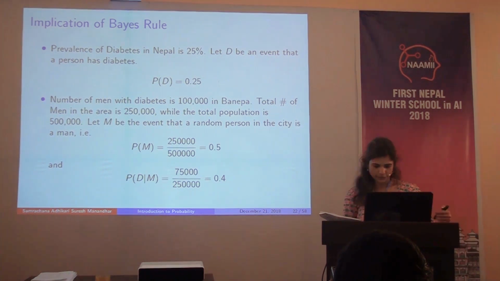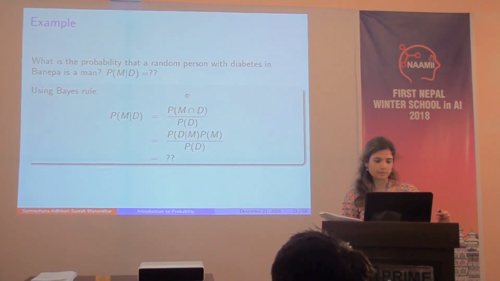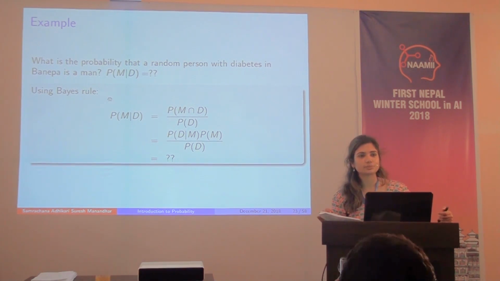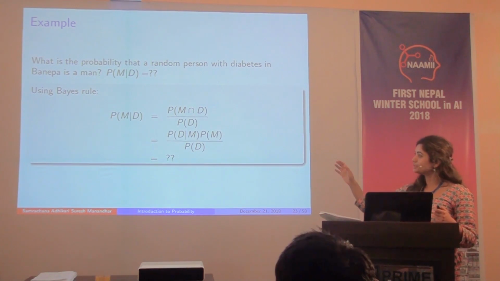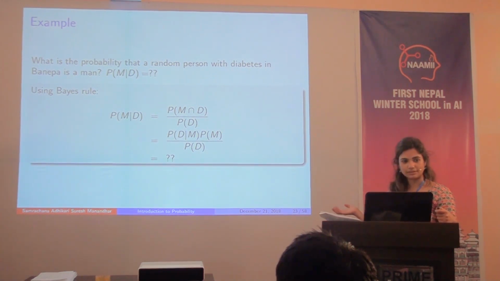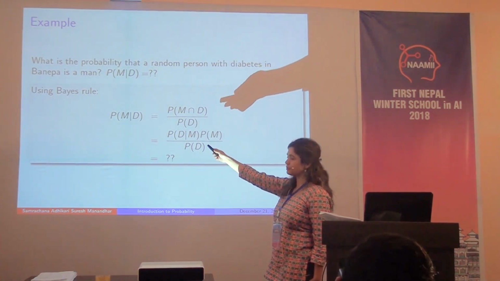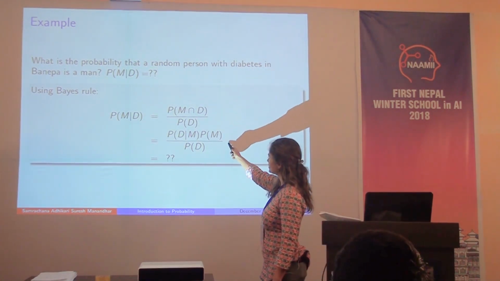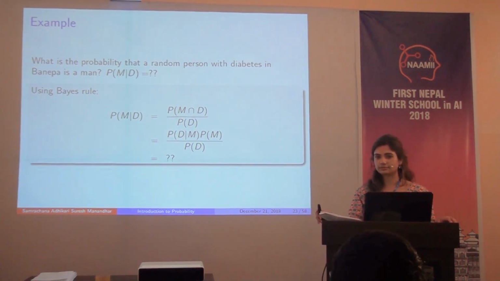Is there any question? So then if I meet a random person with diabetes, how can I compute the probability that this random person is a man, given that they have diabetes? This is just the Bayes rule. We have the first part, the probability of diabetes given you're a man, the probability of men, and then the overall probability of getting diabetes in that area.